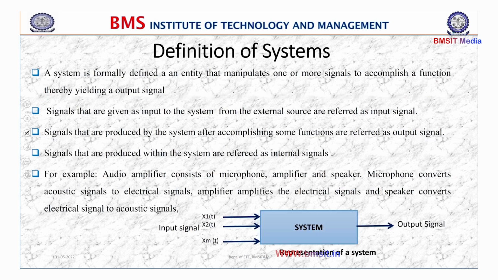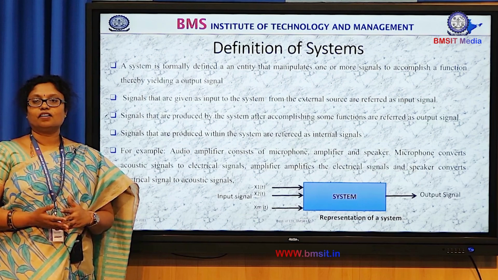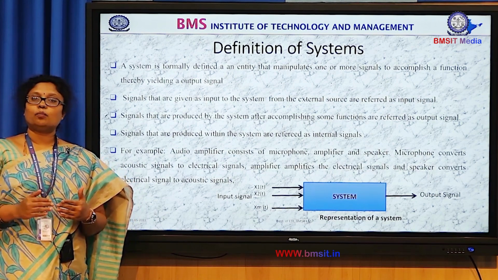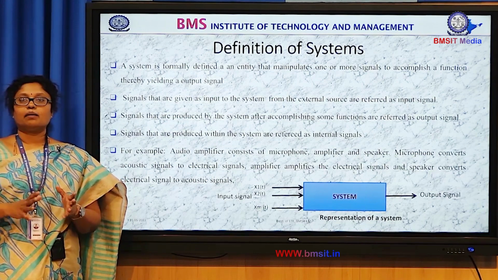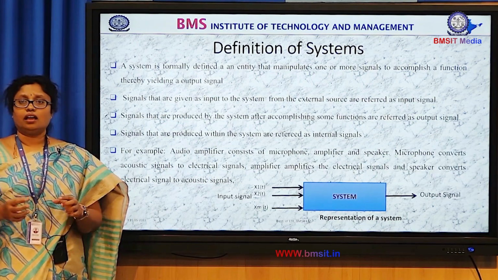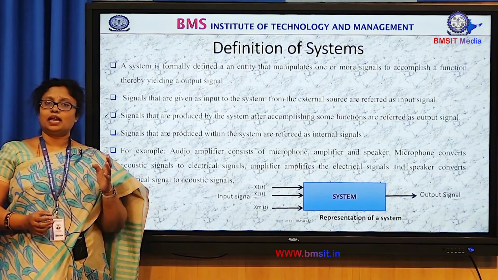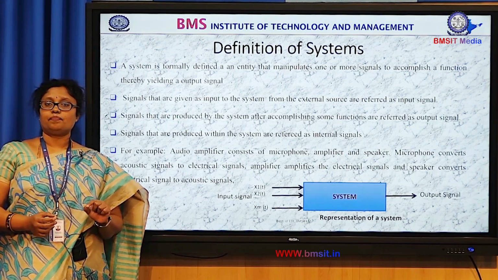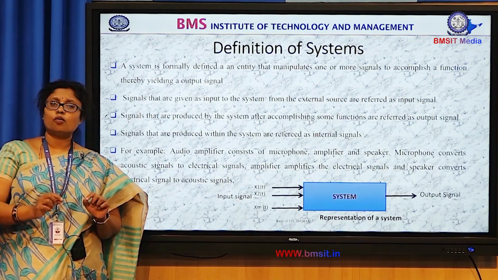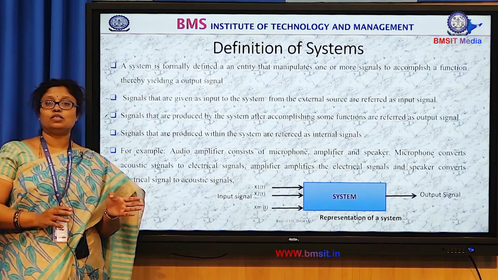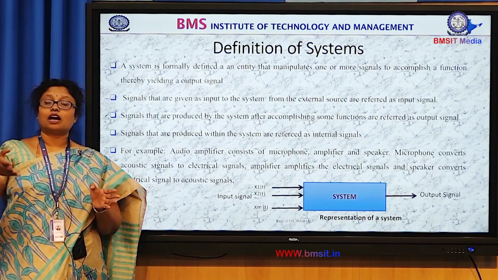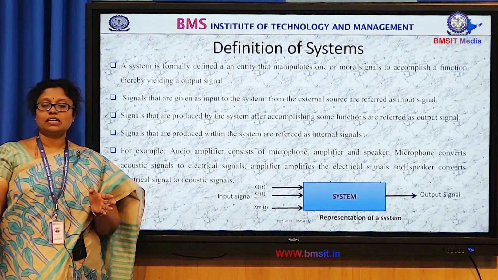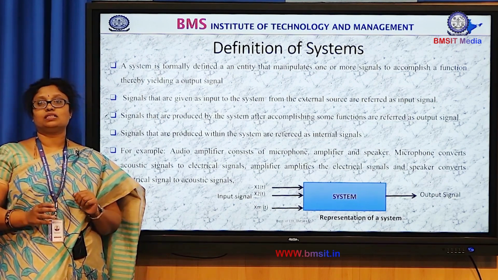Coming to the system, what do we mean by system? A system is formally defined as an entity that manipulates one or more signals, accomplishing a function, thereby yielding an output signal. Here, for the system, the input will be a signal. The system performs some operation on the input signal and gives some output signal. That output signal can be a new signal or an estimate of the input signal.